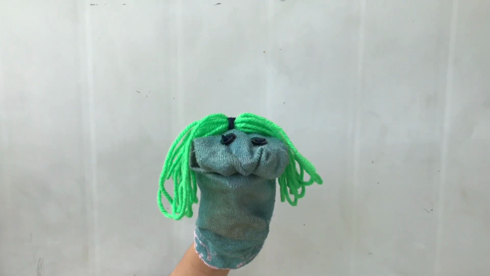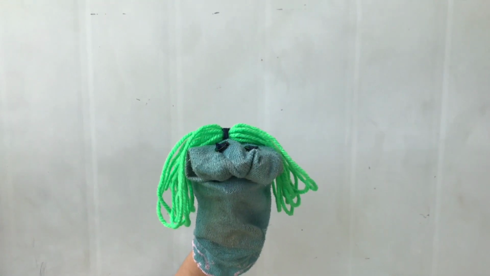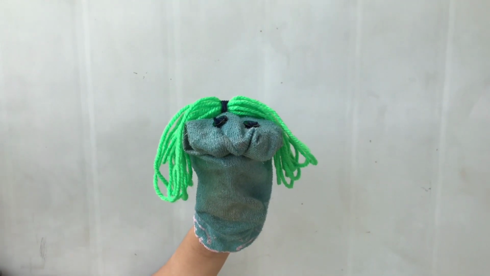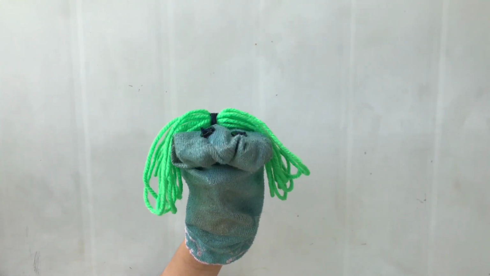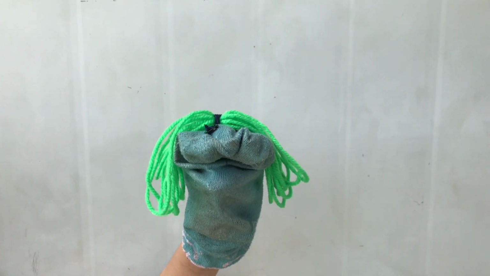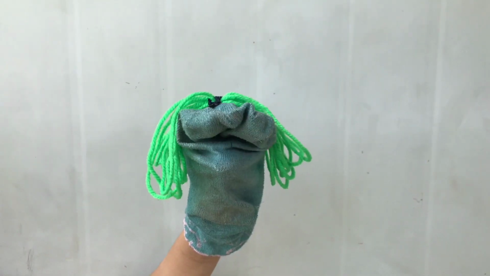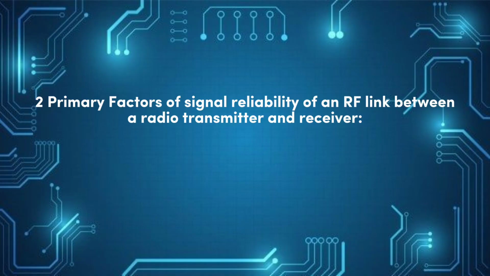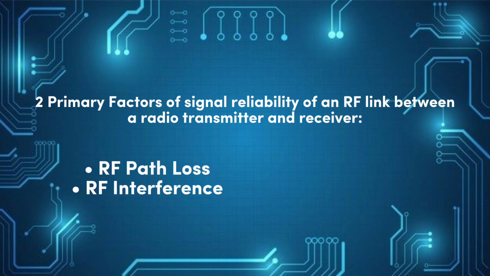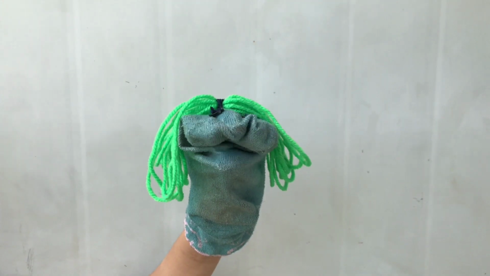For most industrial applications, reliability is crucial. Depending on the application, corrupted data can result in anything from a disruptive glitch to a devastating failure. In the wireless world, two primary factors determine the signal reliability of an RF link between a radio transmitter and receiver: RF path loss and RF interference.